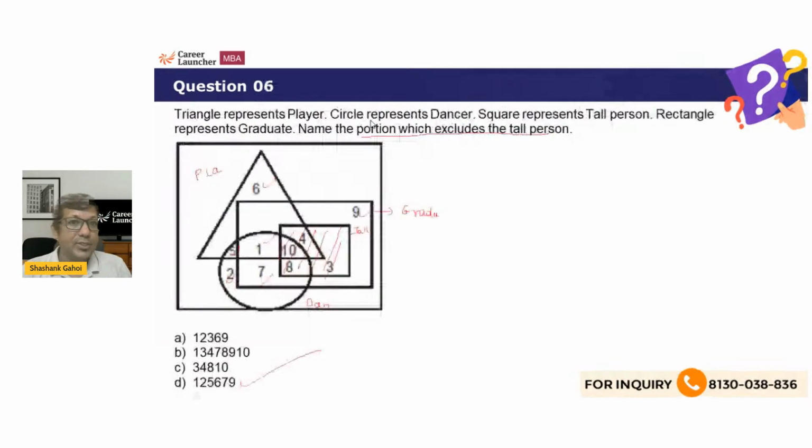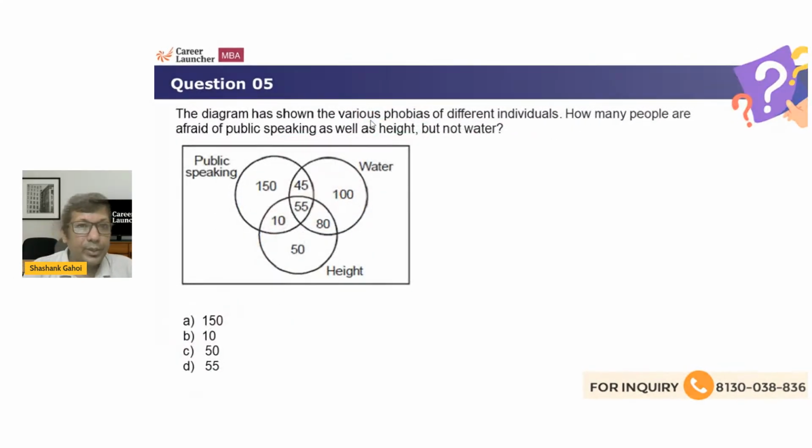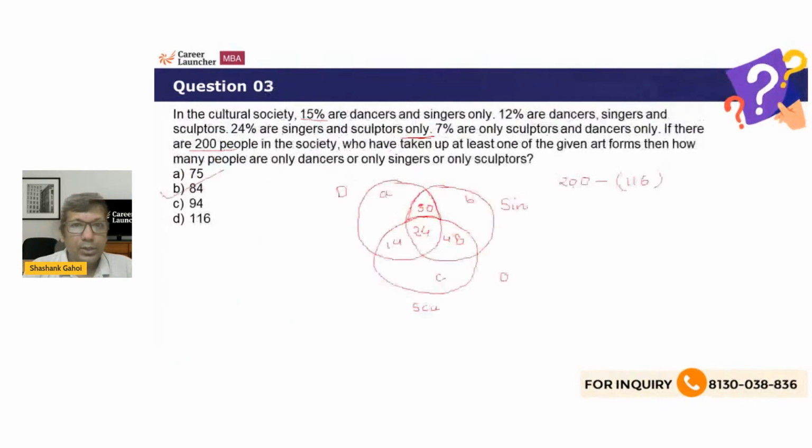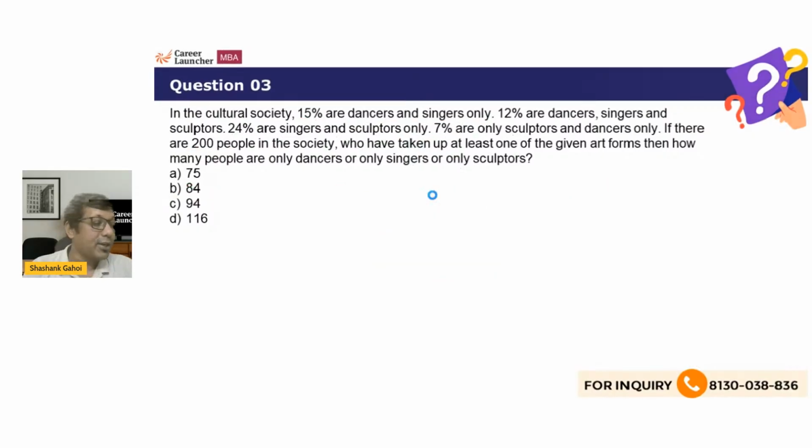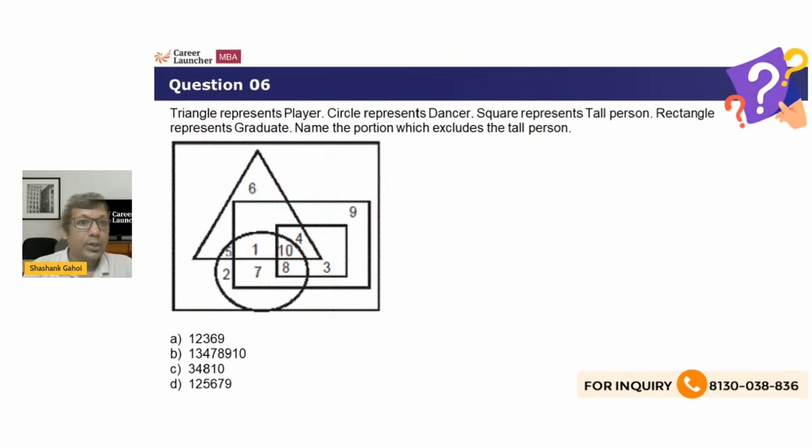If we look at the previous question, this one. So if you see that in this question, it says dancers and singers only. So dancers and singers only means we are talking about this region. But if it says dancers and singers, it means this is the whole region, right? So basically, this is the difference between this question and that question that we are doing right now, right?